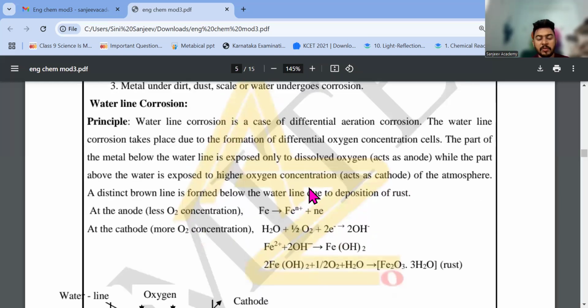See, waterline corrosion is the thing, but it is the same as the first one where I told you, differential metal corrosion is there, that same thing. Okay, so the same process you have to write. There is not much difference. In waterline corrosion, the only thing is that there is rust, the brown color rust, what you told, the same thing.